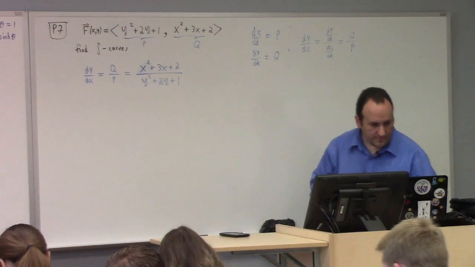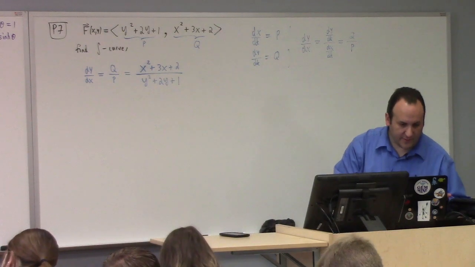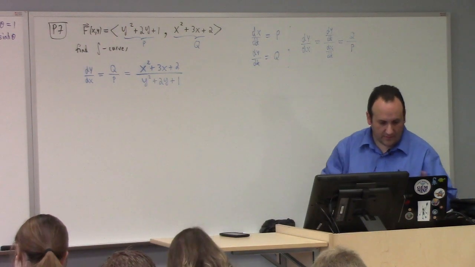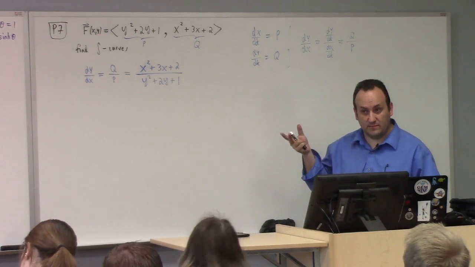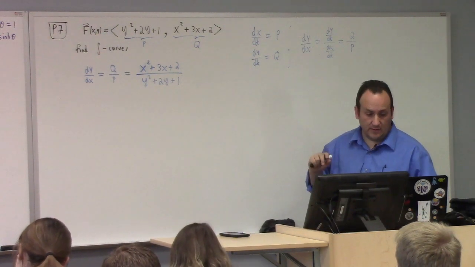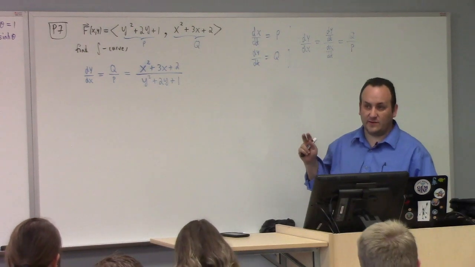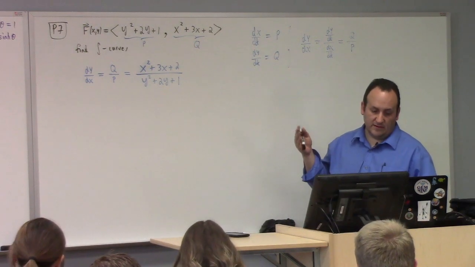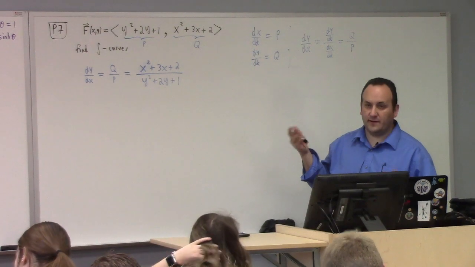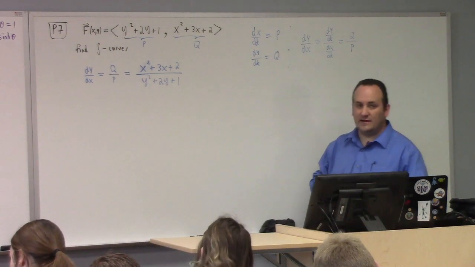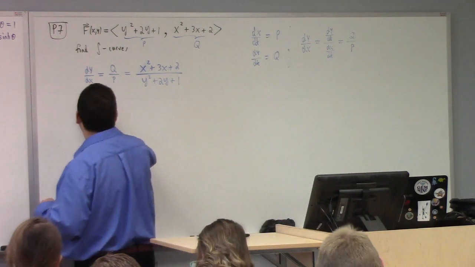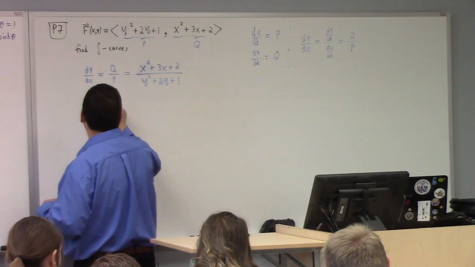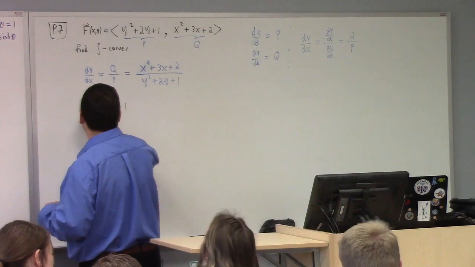So for problem 116, your Q is y, and your P is minus x squared. So you'd be solving dy/dx equals y over minus x squared. It's actually a little bit easier than this one, y squared plus 2y plus 1. You've got to mind your p's and q's, right?